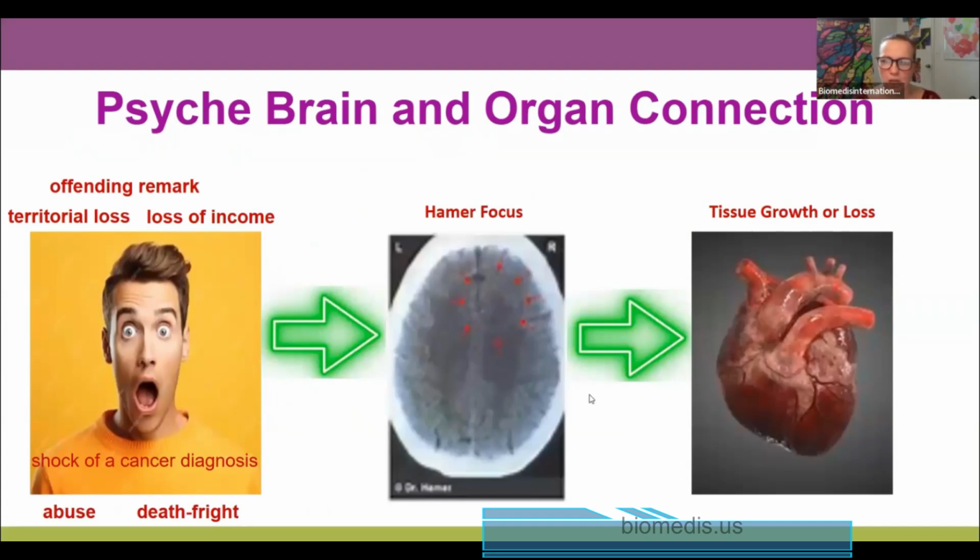So on the left side, you see the person is very shocked. And the reason could be that somebody offended him, or he lost territory, territorial loss, loss of income. It could be death. It could be a death-fright situation, like he found out maybe he had cancer, or some abuse or sexual abuse, something really shocking.